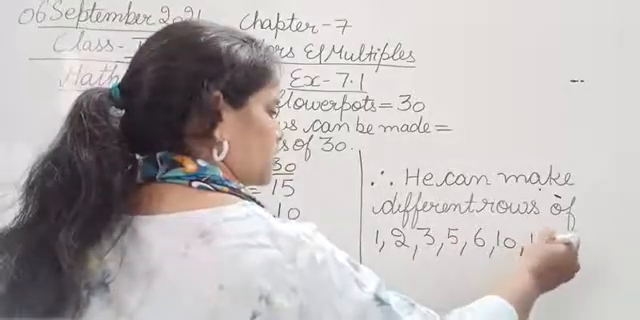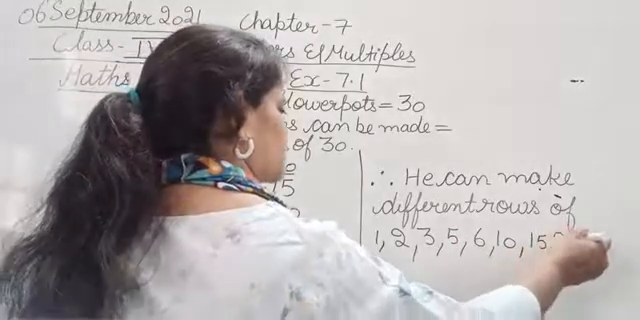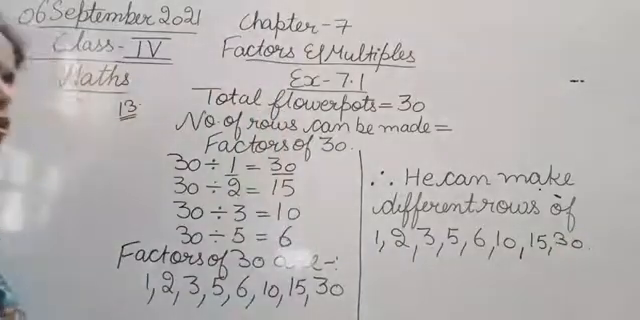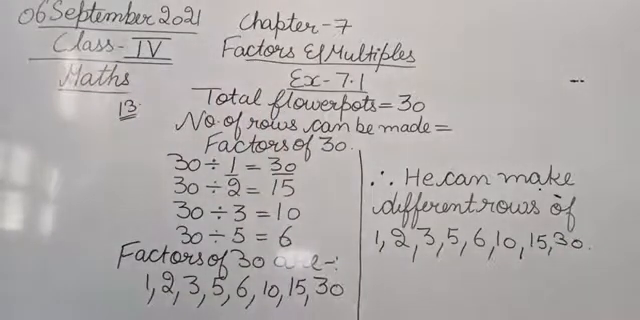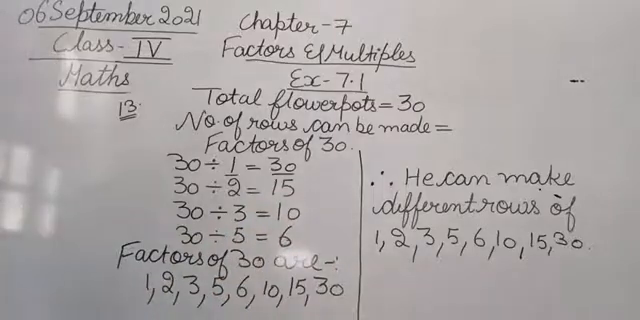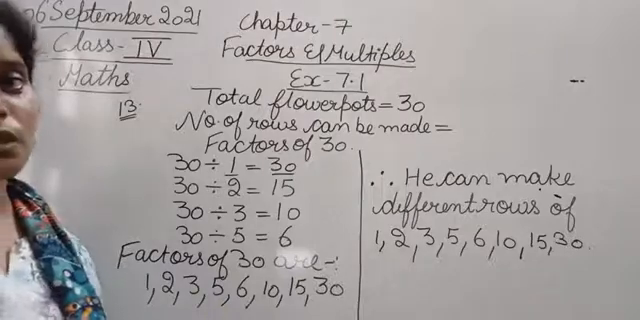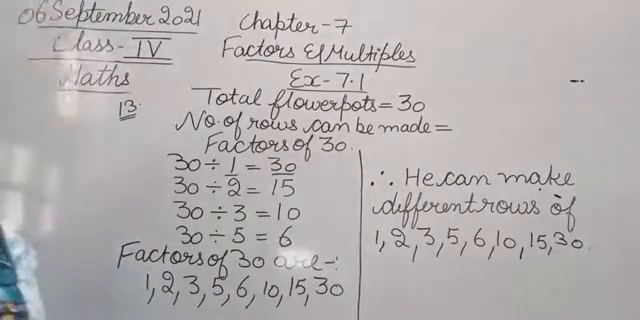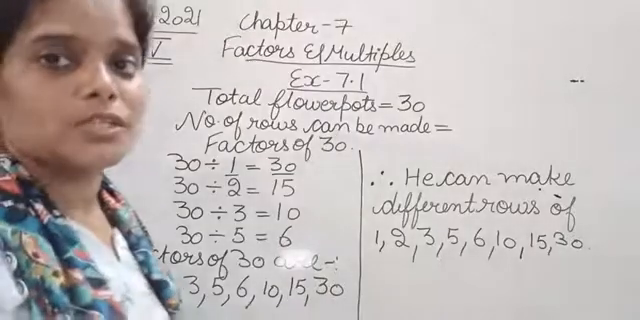15 and 30. So these are the different numbers of rows he can make. He can make 1 row, 2 rows, 3, 5 rows, 6 rows, 10 rows, 15 or 30 rows. So these are the different numbers of rows that he can make with those 30 flower pots.